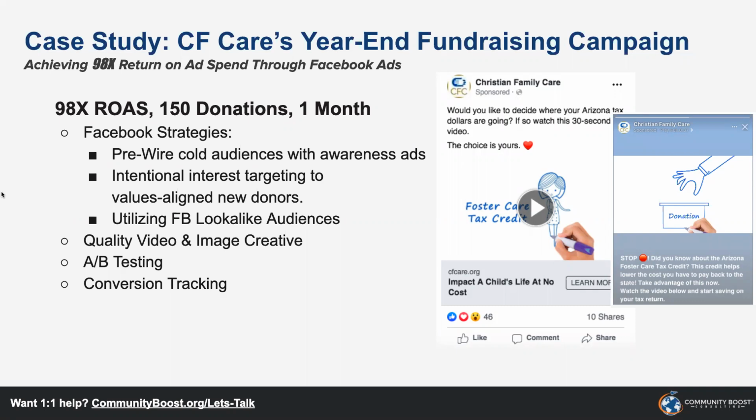And what I really love about this case study is that so many times when we're talking to nonprofits about digital marketing or Facebook advertising, they say one of two things. They say, well, we don't really have the bandwidth internally to take on pioneering Facebook at our nonprofit, or we don't really have the budget or the ad spend to dedicate to Facebook or Instagram advertising.